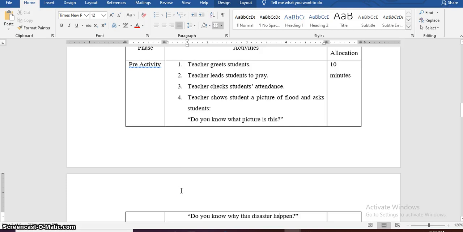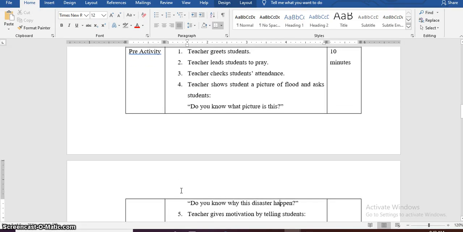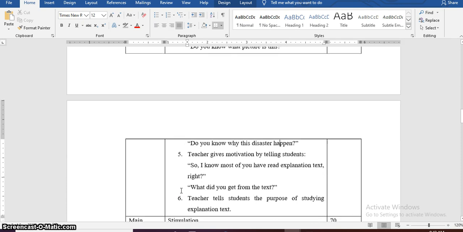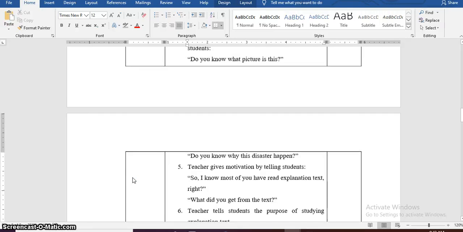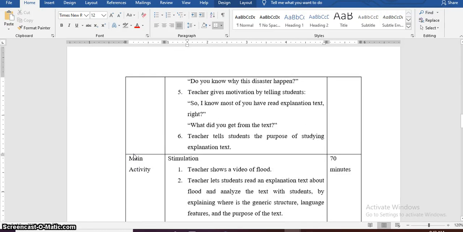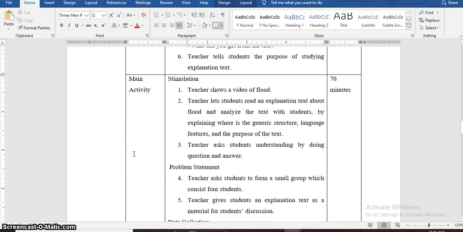After that, the teacher asks, do you know why this disaster happened? Then the teacher gives motivation by telling students, I know most of you have read explanation text, right? What did you get from the text? And then the teacher tells students the purpose of studying explanation text. That is the pre-activity. Then let's move to the main activity.